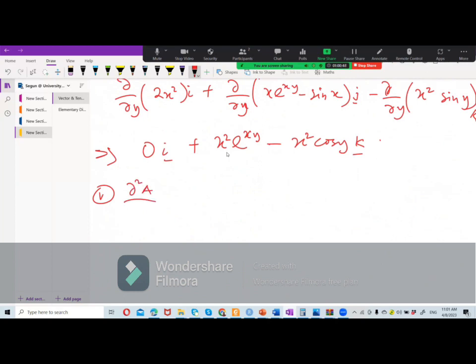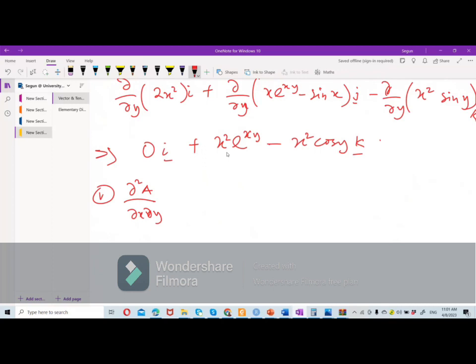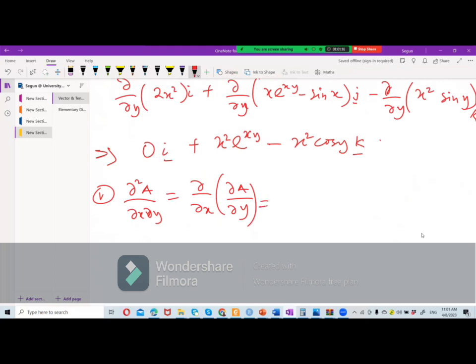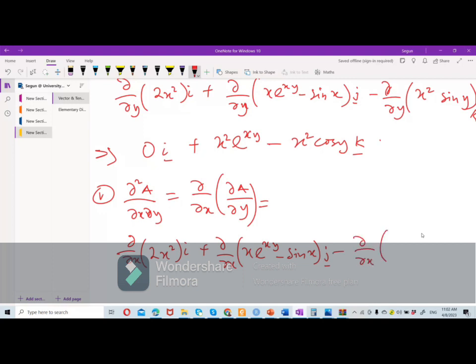We have d²A/dx dy. How do we handle this? It's the same thing as d/dx of dA/dy. So we can proceed by solving it. Since I know the dA/dy, I can substitute. I can solve this one by saying d/dx of dA/dy, which is the same thing as d/dx of 2x squared y i, plus d/dx of x exponential xy minus sine x j, then minus d/dx of x squared sine y k.